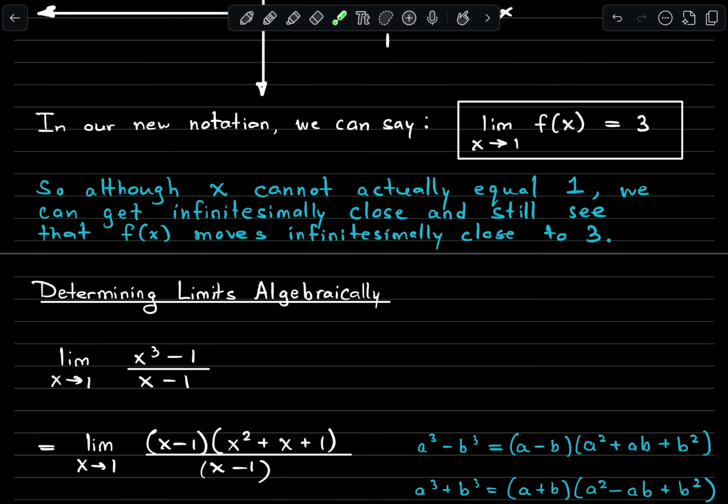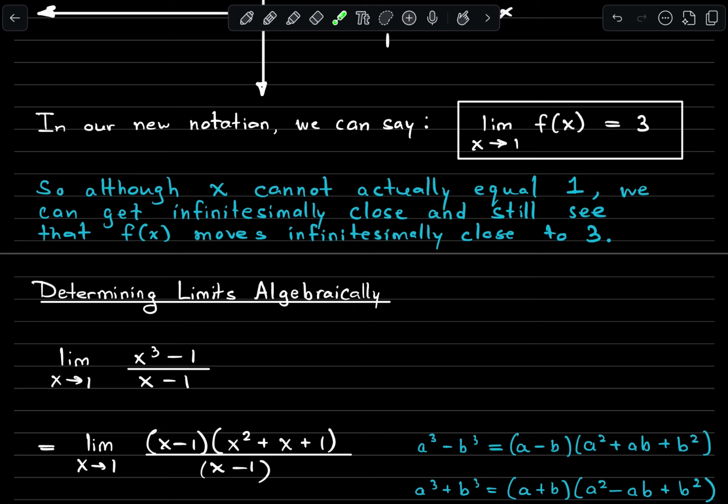And if I had the sum of cubes I was dealing with, if this were a plus sign instead, I could expand it like so: a plus b times a squared minus ab plus b squared. Right, so the first sign is the same as whatever we started with, and that middle sign in the second part is going to be the opposite of whatever we started with. So these are the same. That's going to be the opposite.